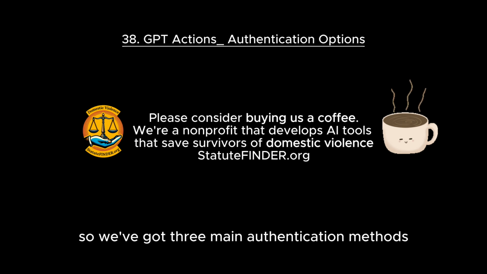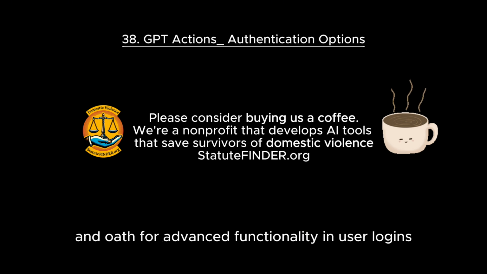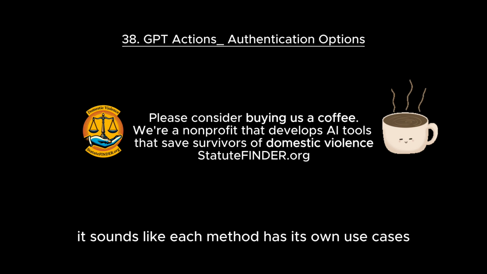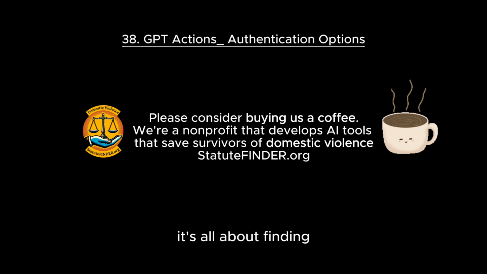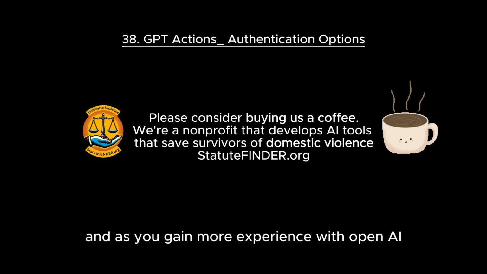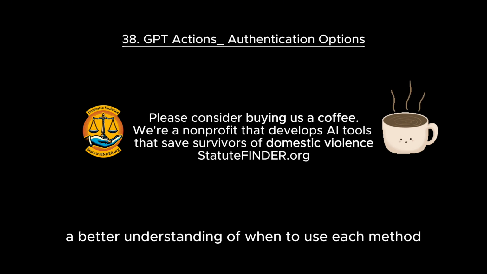So we've got 3 main authentication methods. None for basic interactions, API key for more secure access, and OAuth for advanced functionality and user logins. It sounds like each method has its own use cases, and choosing the right one depends on what you're building. Precisely. It's all about finding the right balance between security and convenience. And as you gain more experience with OpenAI, you'll develop a better understanding of when to use each method.